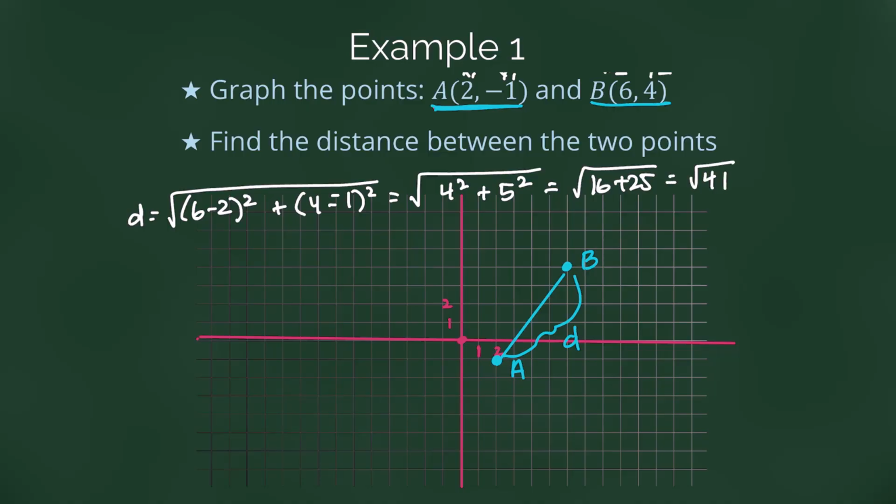And now we might want to try to simplify this, but 41 is a prime number, which means it has no perfect squares that divide it. So there's no simplification that we can do on that. So our final answer is that the distance between those is the square root of 41.